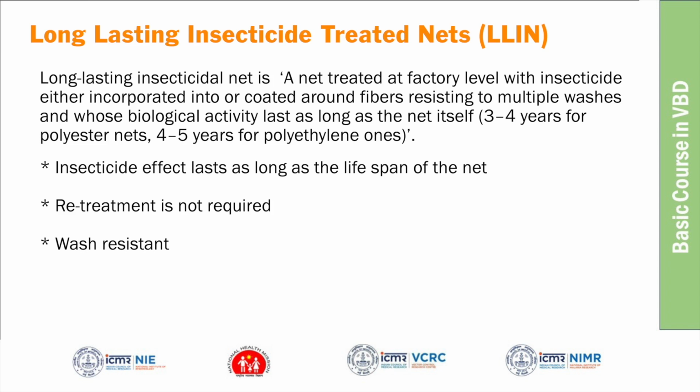The life of the net is 3 to 4 years for polyester nets, 4 to 5 years for polyethylene nets. So the insecticide effect lasts as long as 4 to 5 years while the nets are intact, meaning the insecticide effect lasts as long as the lifespan of the net. That is one important point with the LLIN. A retreatment is not required. They are wash resistant; you can wash them 20 to 25 times during the lifespan.